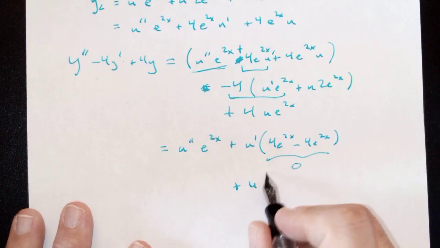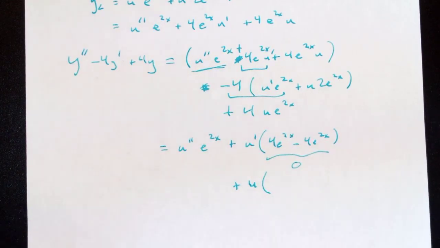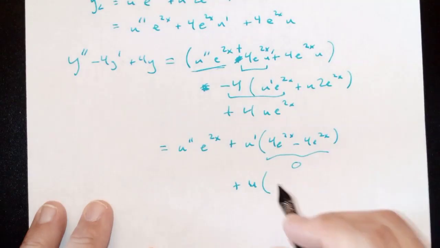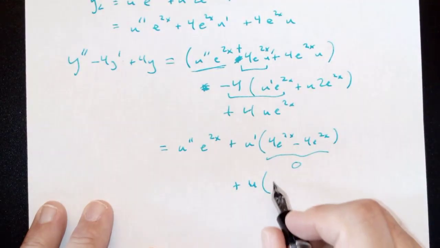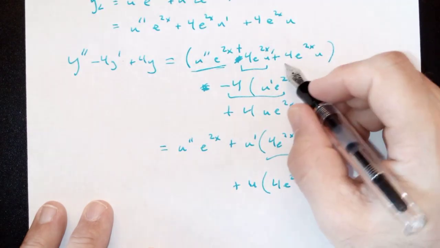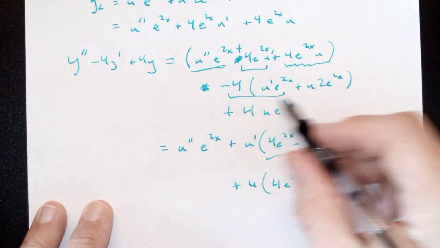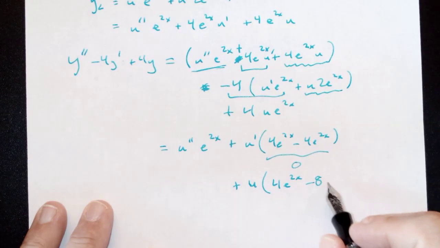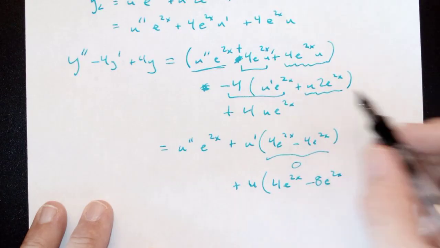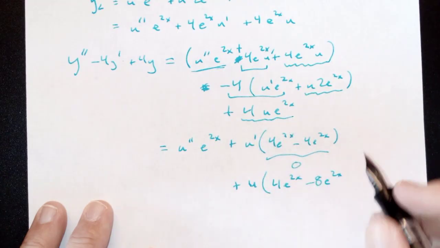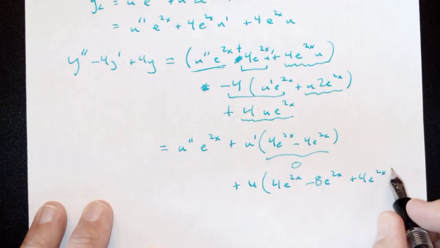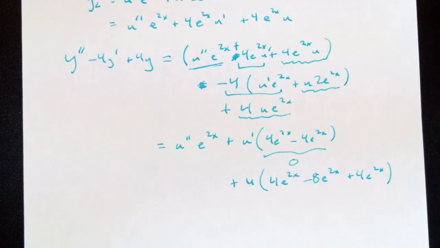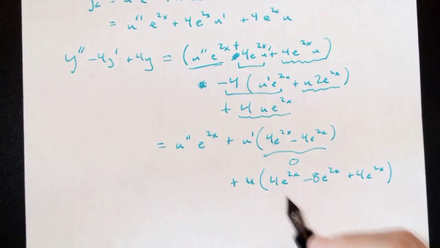Plus u terms. Well, I got a 4e to the 2x up here. I got a minus 8e to the 2x from here. Oh, and then I have this plus 4 right here. What happens? That also cancels out.